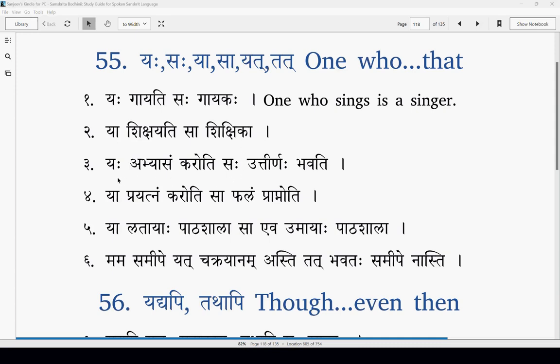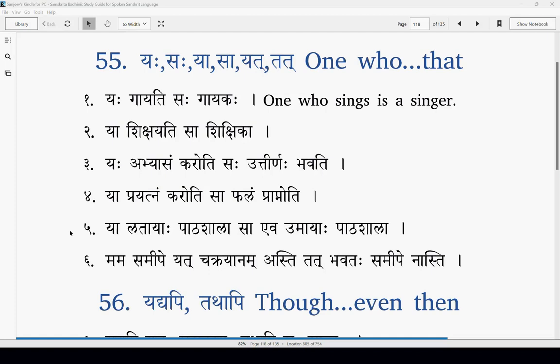And the third one, Yaha Abhyasam Karoti Saha Uttirnaha Bhavati. So Saha is describing Uttirnaha here. In the first part, Yaha Abhyasam Karoti, it is looking like a standalone. But if you want, you can add another Vishesha Padam here, like Yaha Purushaha Abhyasam Karoti, or Yaha Chhatraha Abhyasam Karoti, Saha Uttirnaha Bhavati. So if you introduce another word like Chhatraha, then Yaha becomes Visheshanam for that Chhatraha.